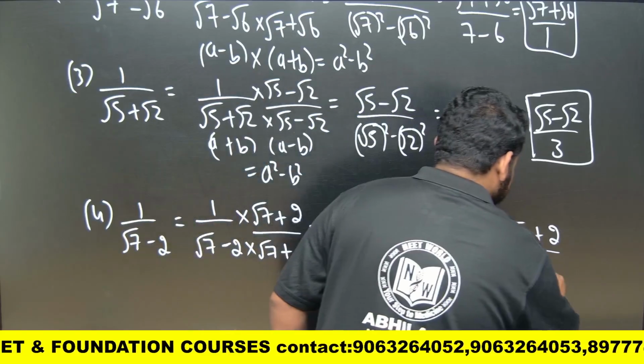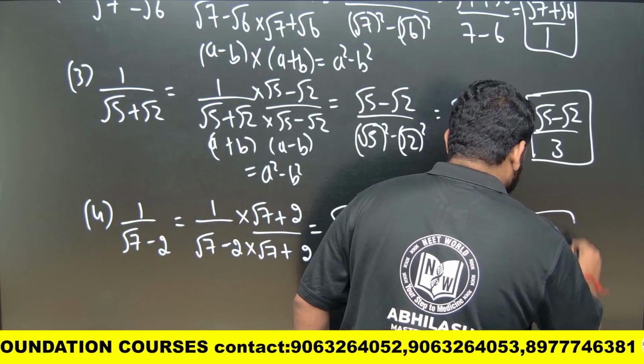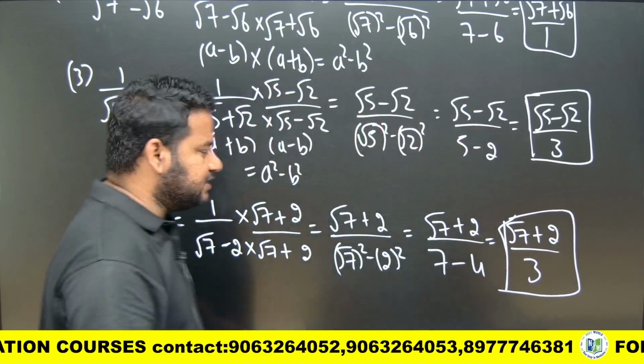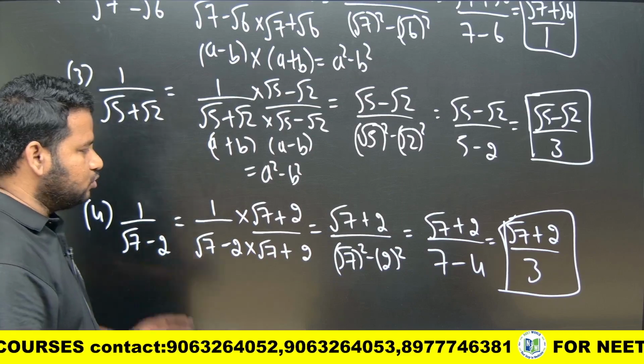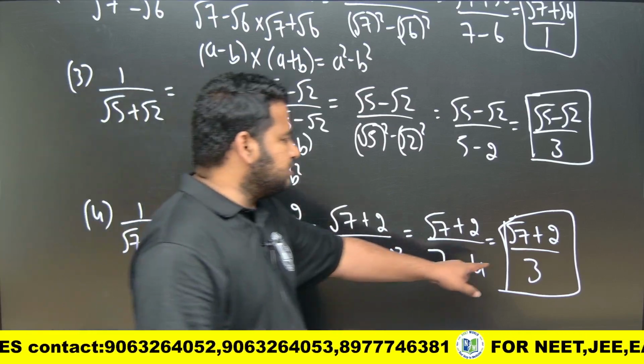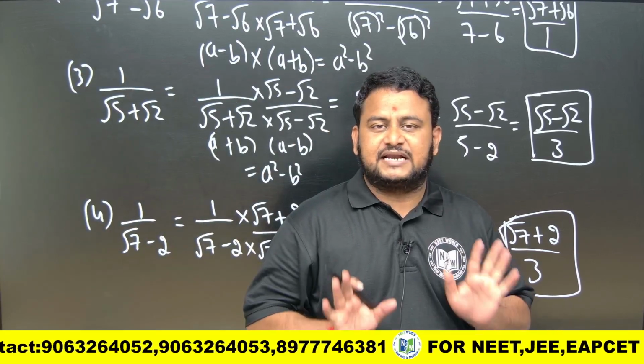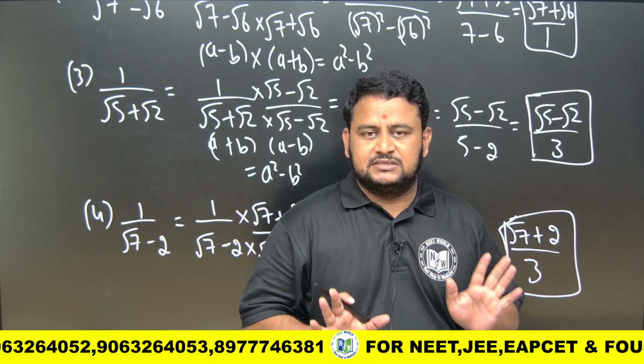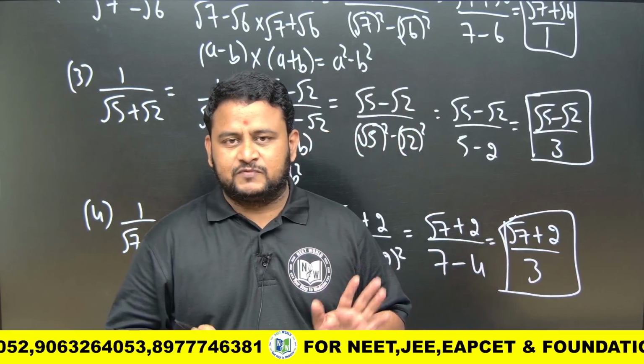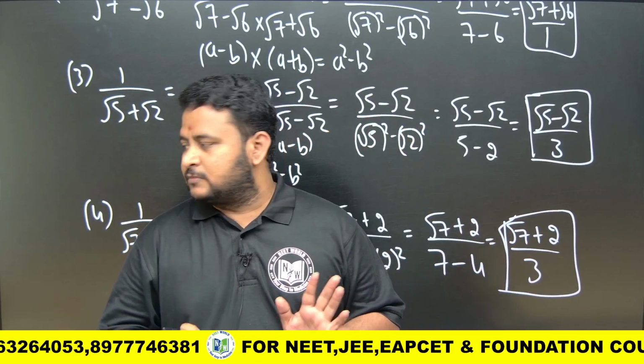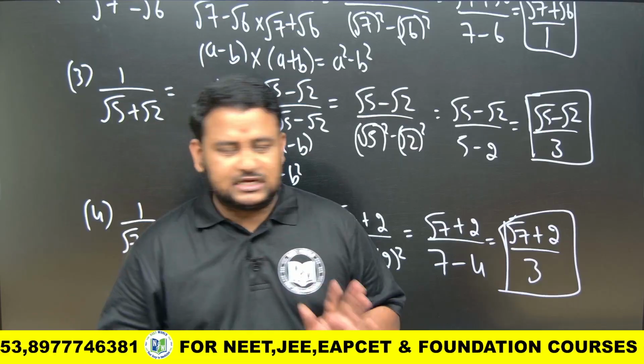Got it? So this is the answer to this question. Earlier the denominator was root 7 minus 2, which was an irrational number. Now the denominator is 3, which is a rational number. Clear, friends? This is how we have to solve this question. We have to rationalize the denominator. I hope it is clear. Let us move to the next one.